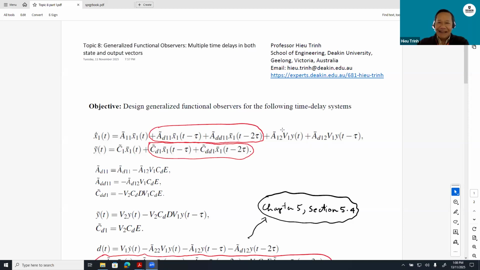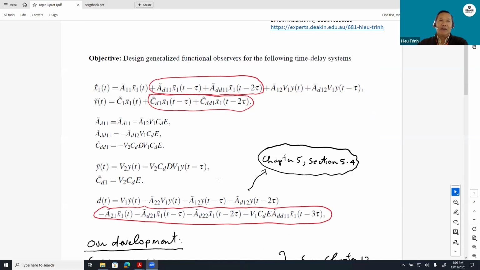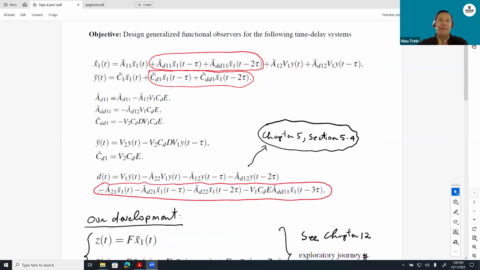Hello and welcome. We continue on with our exploratory research journey to look at the problem of designing generalized functional observers for a more general class of time delay systems, where now we have multiple delays in the state vector as well as in the output measurement vector. What we would like to do here is to estimate this generalized functional containing multiple delays.